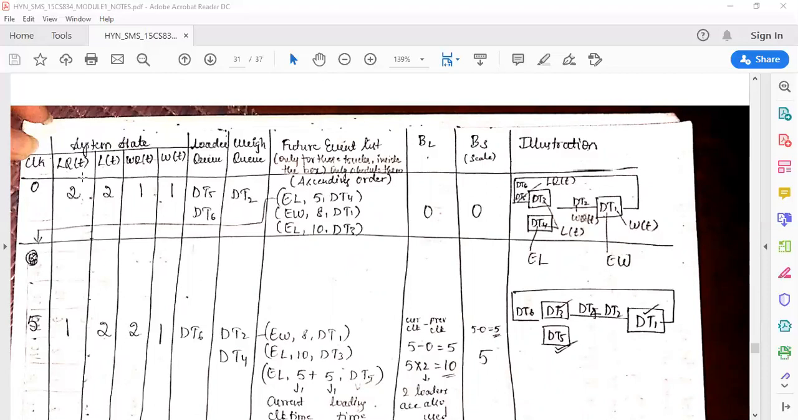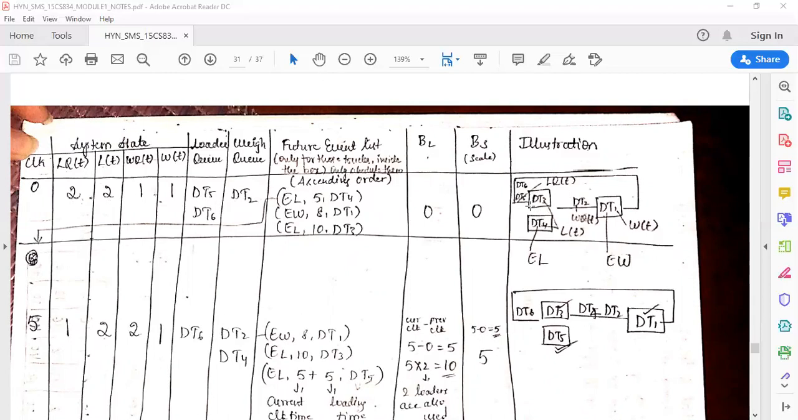Now come back and write these values. LQ of T means loader Q. How many trucks are there at the loader Q? 2 are there, DT5 and DT6, I will write here. L of T, how many are there on the loader? 2 trucks are there, so 2. WQ of T, how many trucks are at the weigh queue? 1 truck is there, so 1. W of T, how many are there on the scale? 1 is there, so 1.